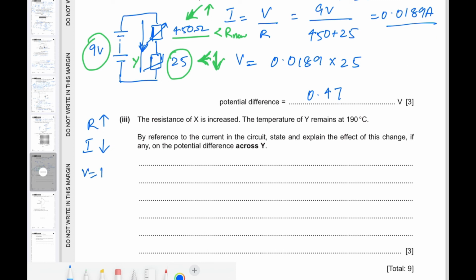Since V is equal to IR and R, or the resistance value of Y, remains constant, whereas the value of current decreases, that means the potential difference across Y will decrease. And that's how you can use Ohm's law to give your answer with reference to current.